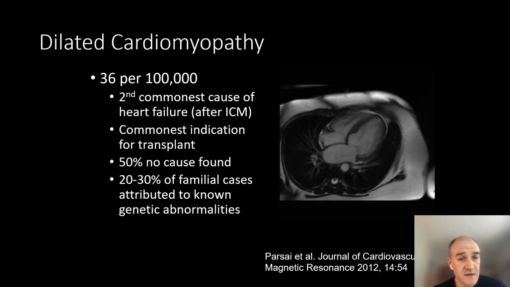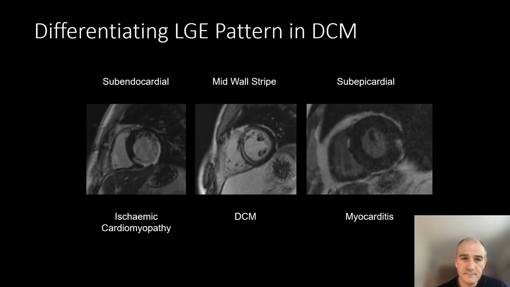And I want to move on to dilated cardiomyopathy, 36 per thousand in the population. It's the second commonest cause of heart failure after ischemic cardiomyopathy, and is the commonest indication for transplant. As you'll all be aware, in 50% there's no cause found, and in 20 to 30% of cases they are familial and attributed to known genetic abnormalities.